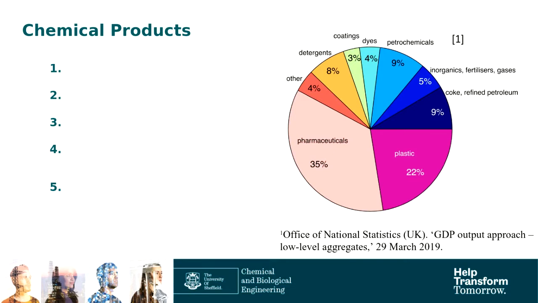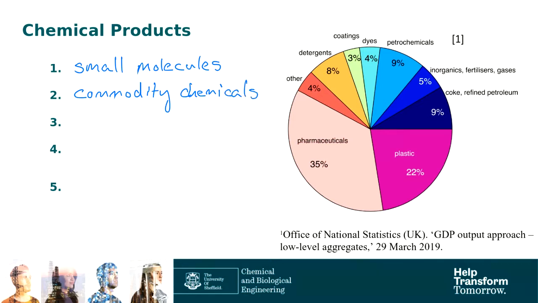So the smallest are the small molecules. And these are things like aspirin or metformin. They're single molecules that have some kind of functionality, and that is quite often pharmaceutical. Most of your APIs would fall in this category. Next off, we have commodity chemicals. And these are chemicals that are produced at large scale, things like detergents and paints and cleaners.